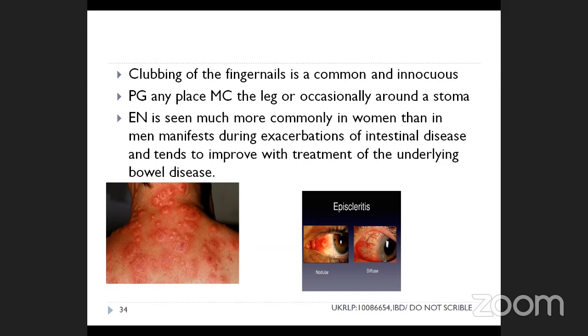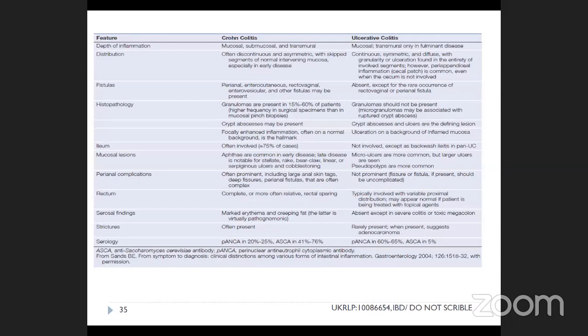So in these pictures, you can see the erythema nodosum on the back, and the nodular episcleritis and diffuse episcleritis on the left-hand side of the picture. So this is an overall picture of what we have dealt with so far.